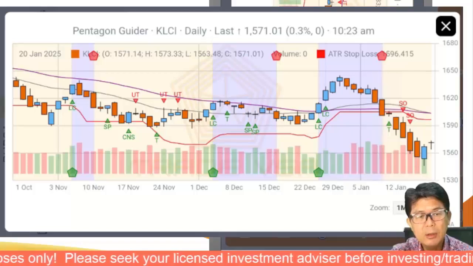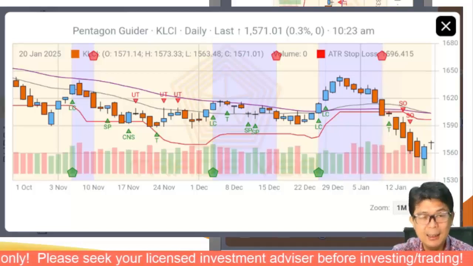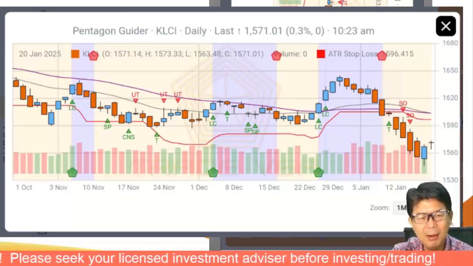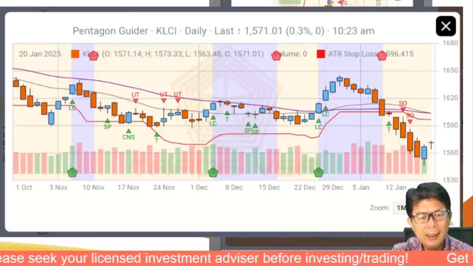All right, and then green, you want to be in. So these are like our traffic light indicator. Green, you can go. Red, you want to exit. All right, red, you want to be out. So right now the market is pretty good, and the market's going down, and it did hit a low.